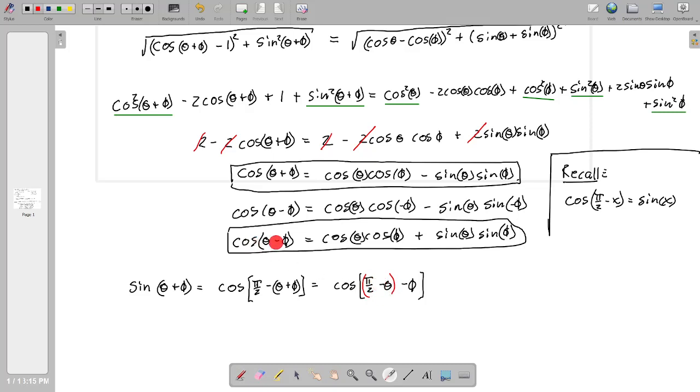Now we can apply the subtraction formula for cosine. Because we have an angle, in our case, pi over 2 minus theta, minus another angle, phi. And this will be cosine of our first angle, which was theta here, but is pi over 2 minus theta now, cosine of phi, and then we have a plus, sine of our first angle, pi over 2 minus theta, sine of our second angle, which is phi.